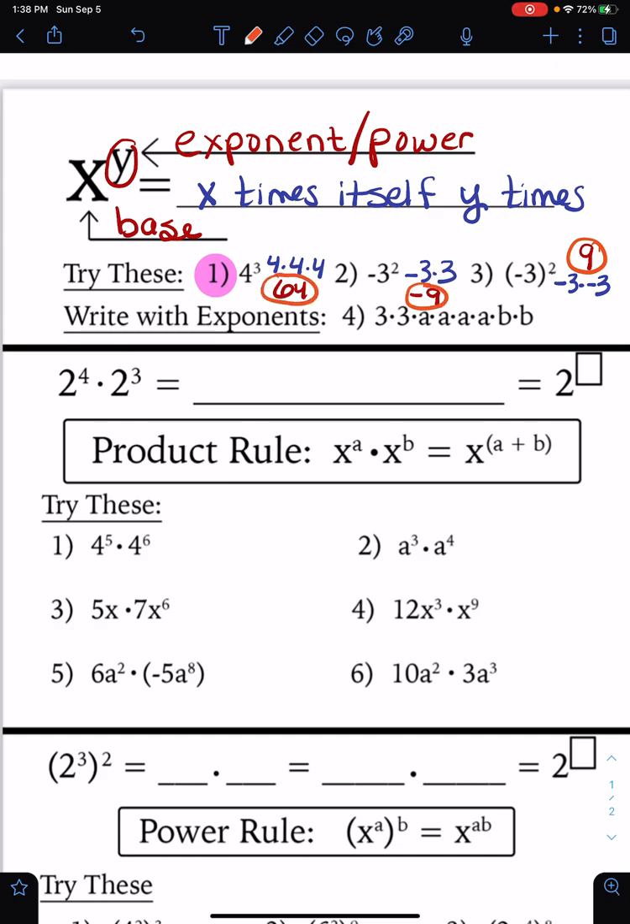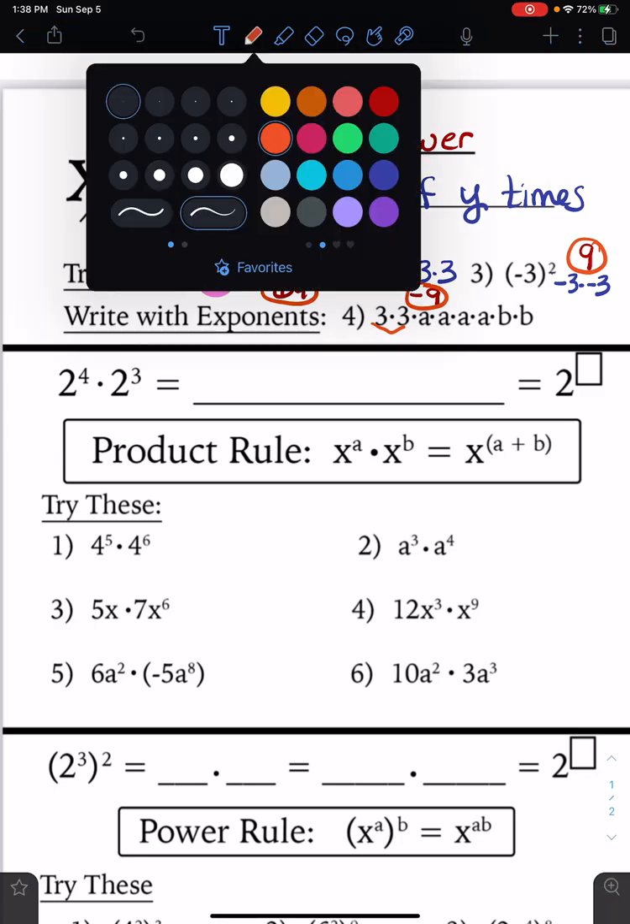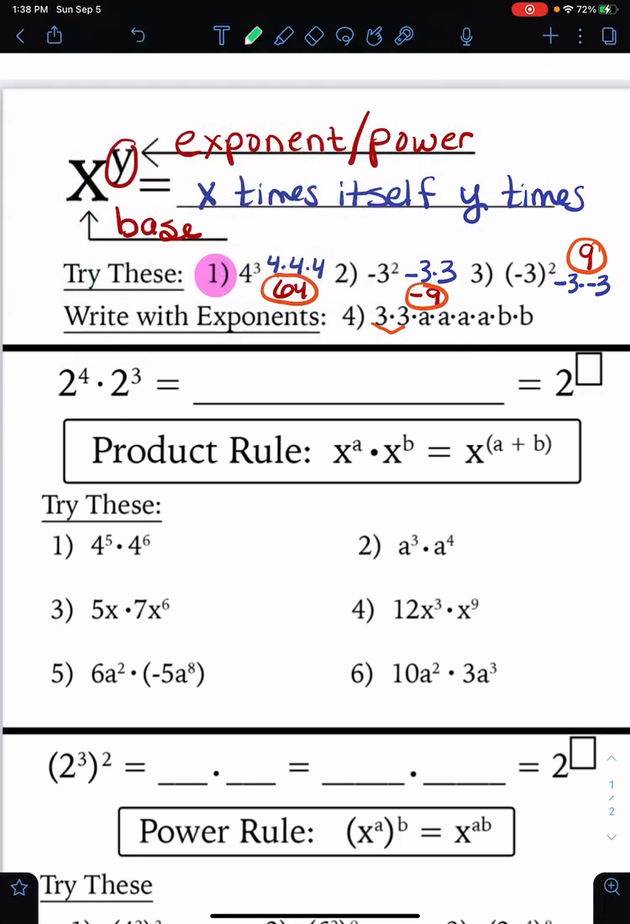And then look at the number 4 example with exponents. So we have 2 constants, we have 4 a's, the variable a, and we have 2 b's. So we're going to write all of the 3's together, all of the a's together, and all of the b's together. And to do that, it's going to look like this.